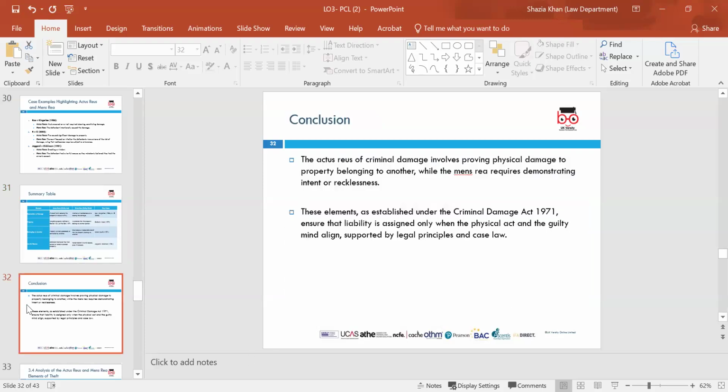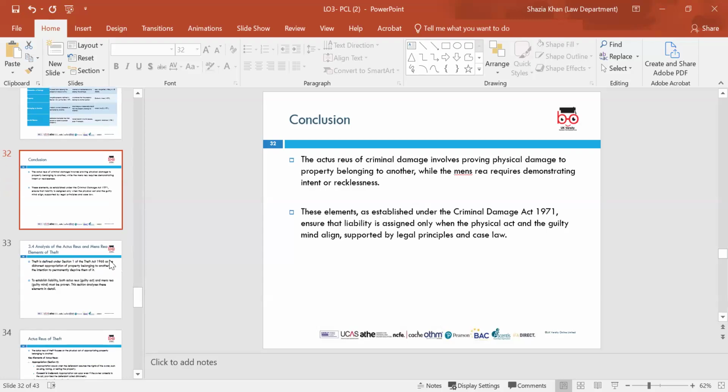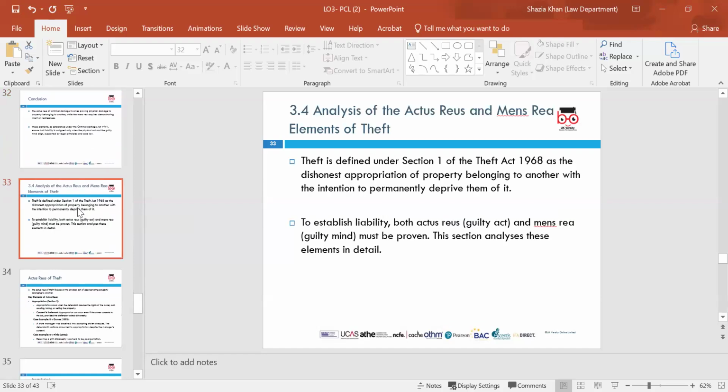So in conclusion, the actus reus of criminal damage involves proving physical damage to property belonging to another, while the mens rea requires demonstrating intent or recklessness. These elements, as established in the Criminal Damage Act 1971, ensure that liability is assigned only when the physical act and the guilty mind align, supported by legal principles and cases which we've looked at.